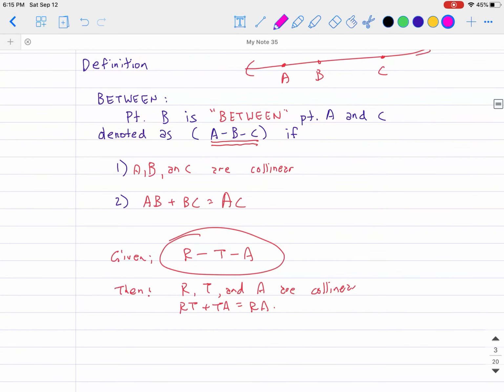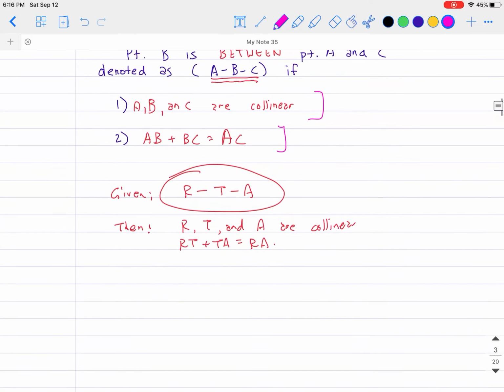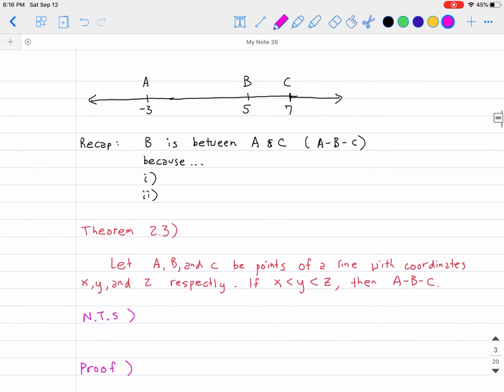I'm going to scroll down to where we last left off, which was around here. Just to recap, the last thing we talked about is the word between. What does it mean for point B to be between point A and point C? In order for some point to be between two other ones, we first have to acknowledge that the 3 points are collinear, meaning that there is exactly one line that contains them. And also the equation AB plus BC is equal to AC is true about the length of each of the segments, that you can add the two up and get the big one as a result.